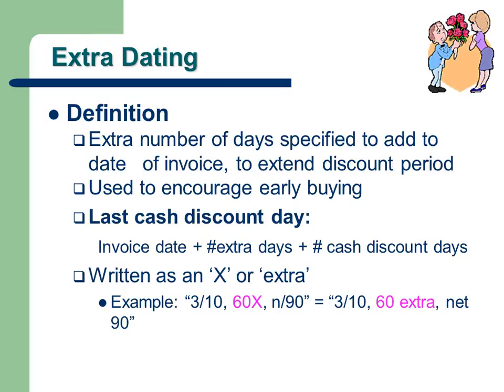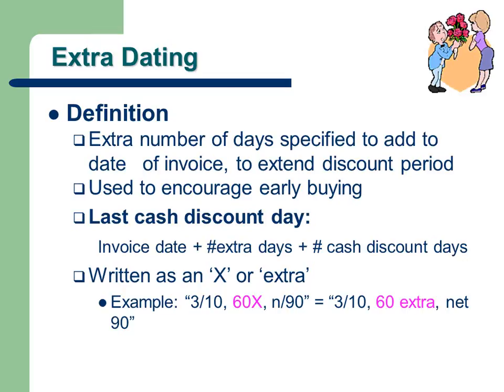Or you may write 3/10 and 60 and you actually spell out extra, E-X-T-R-A. Either way, you either write it as just X or write it out as extra. Either way, that means on top of the regular 10 days for cash discount, you're going to have 60 more days for cash discount, okay? So that automatically also extends the net amount due date. So usually it would be n/30, but because of the 60x, the n now becomes 90, right? So the vendor may actually write the term as 3/10, 60x, n/90 or net 90.